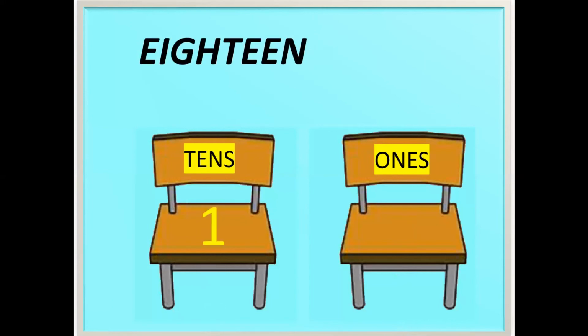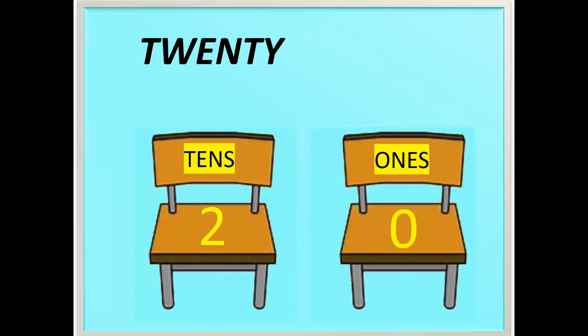18 is 1 ten and 8 ones. We spell it as EIGHTEEN. 19 is 1 ten and 9 ones. And it is spelled as NINETEEN. 20 is 2 tens and 0 ones. And we spell it as TWENTY.